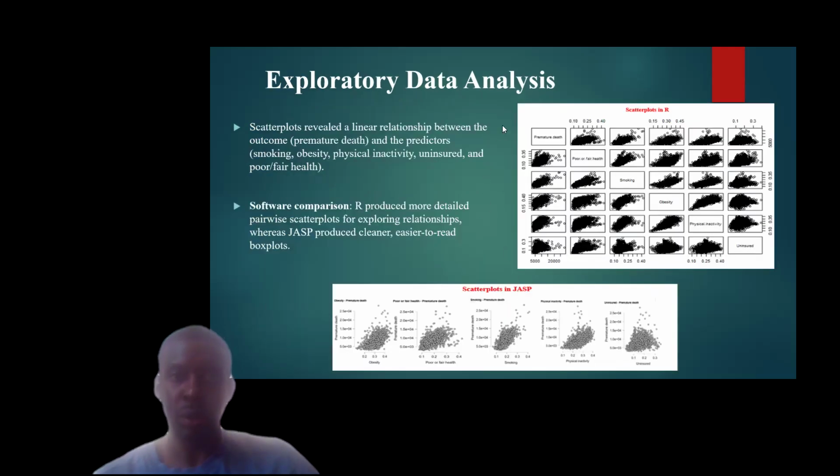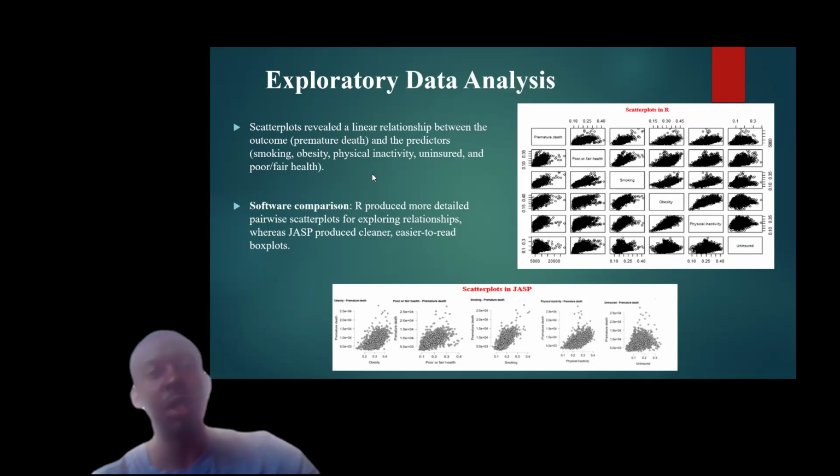Next, we'll go through the exploratory data analysis. Scatter plots revealed a linear relationship between the outcome, premature death, and the predictors: smoking, obesity, physical inactivity, uninsured, and poor or fair health that people are experiencing in America. In the US, we are one of the worst countries on health.